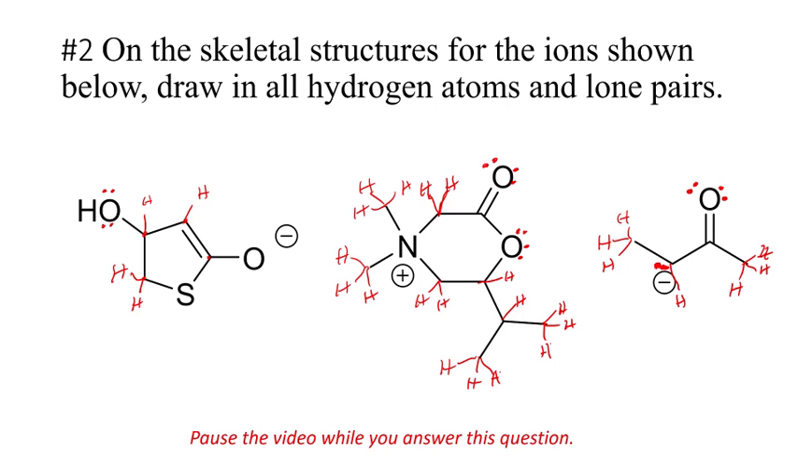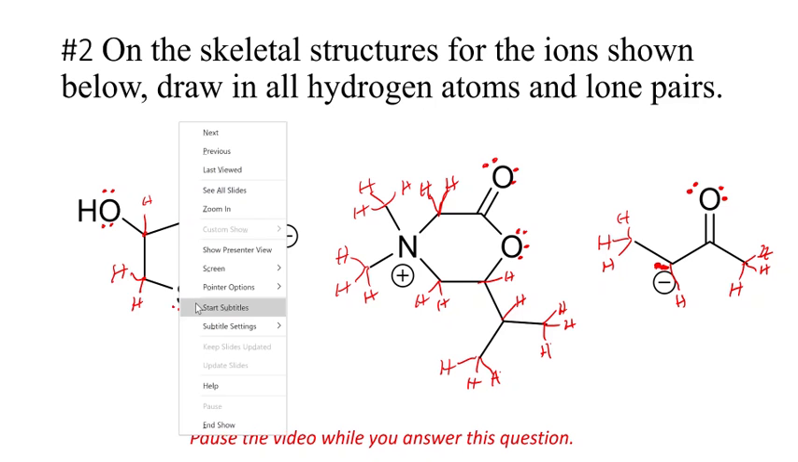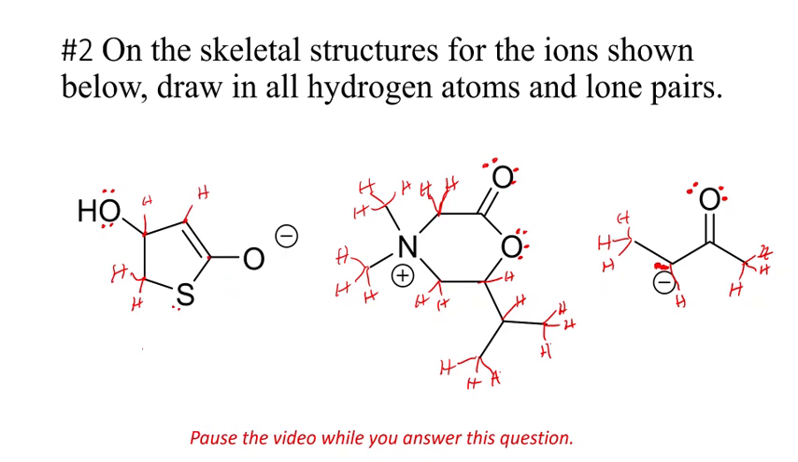Sulfur is just below oxygen on the periodic table, so it also is going to be just like oxygen. And this guy over here, this oxygen with the minus charge, once again, the minus charge represents a pair of electrons, and then we have to add two more. So we have to complete this octet around that oxygen with three lone pairs to make a total of 8 electrons around it. Okay?